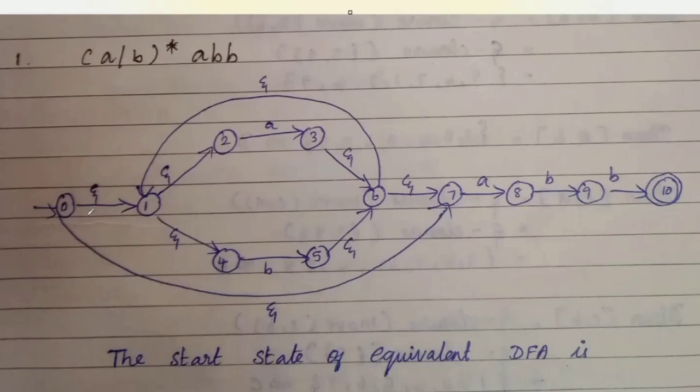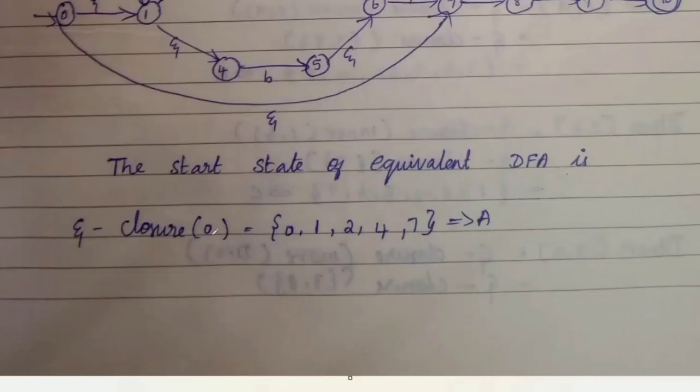From state 0, we can reach state 1 through epsilon. From 1, we can reach states 2 and 4. But since we are computing only epsilon transitions, not actual symbol transitions, we only consider epsilon transitions. From state 0, we can reach state 7. So the epsilon closure of 0 is going to be 0, 1, 2, 4 and 7. Here you write epsilon closure of 0 equals {0, 1, 2, 4, 7}. This is considered the first DFA state and we name it capital A.